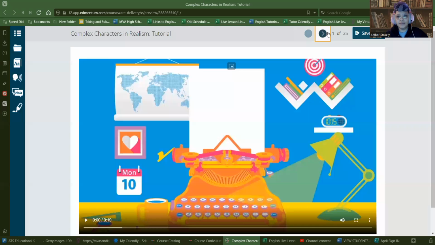Now, this is the second lesson of Unit 3, which is complex characters in realism. The last lesson was on American realism and what the different traits and characteristics of it were. And this lesson goes into the types of characters that were popular and written during the realism movement. So let me go ahead and share my screen and we'll get started.